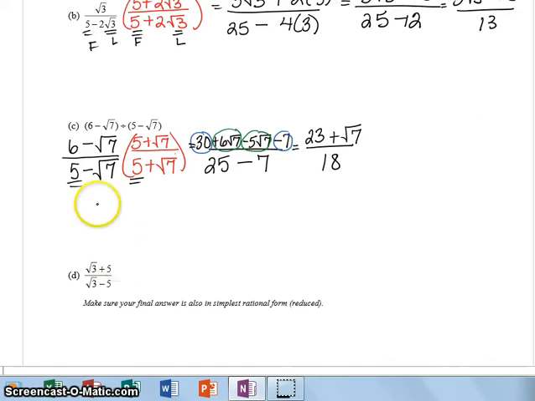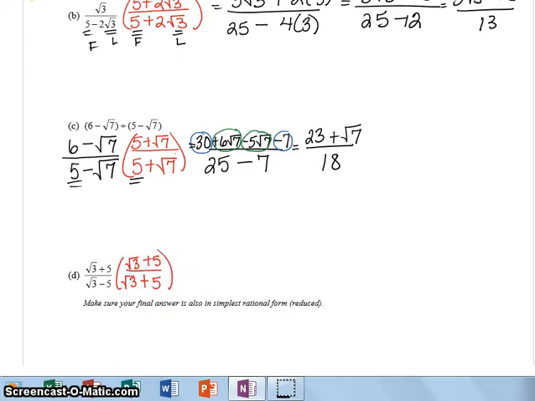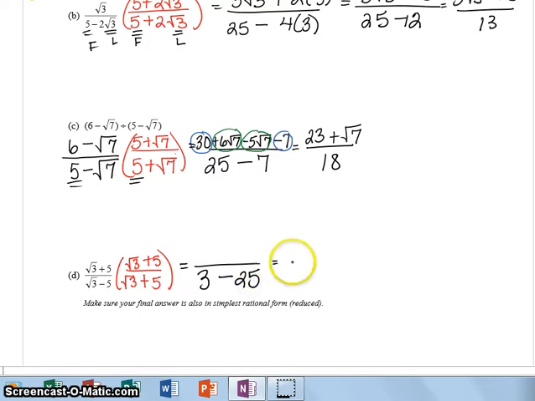Okay, last one. Multiply the top and the bottom by its conjugate. So it's radical 3 plus 5. And this one's radical 3 plus 5. All right, on the bottom, first and last. So first is going to give me 3 minus 25. 3 minus 25 is going to be negative 22. Okay, we'll talk about leaving that negative in the denominator in a minute.